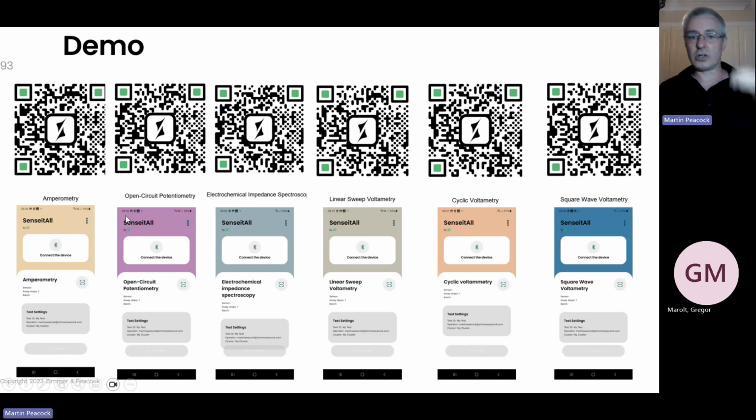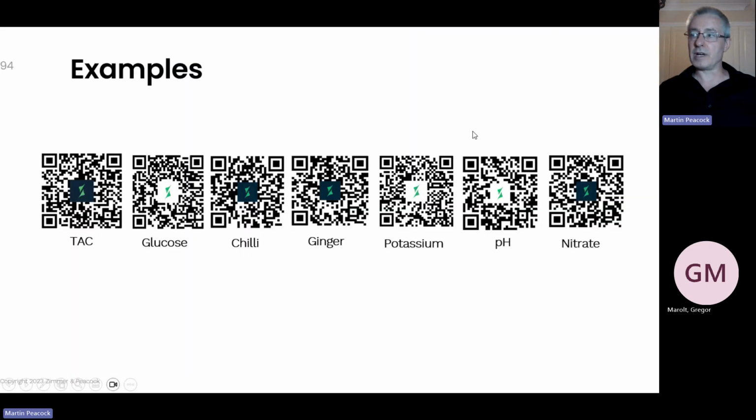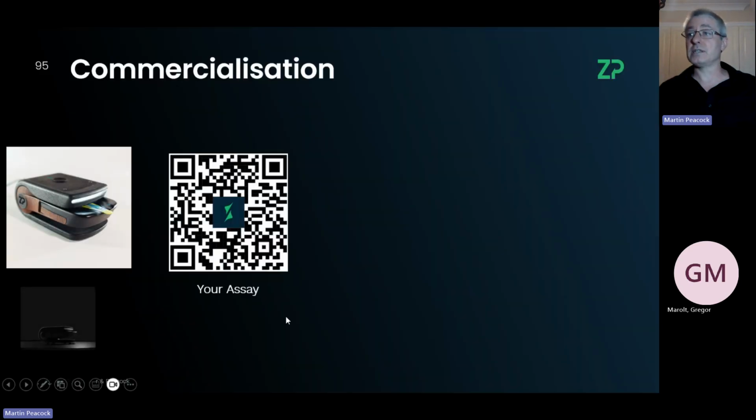You can scan these QR codes and you can go between all these different methods. This is only useful if you've actually got the hardware, but I just want to let you know that the software is already developed. And I also want to tell you that it's very easy to go from lab experiment of cyclic voltammetry, square wave voltammetry, amperometry, open circuit potentiometry to actual analytes using this platform. And I'll do you a demonstration, in fact, of that in a minute.